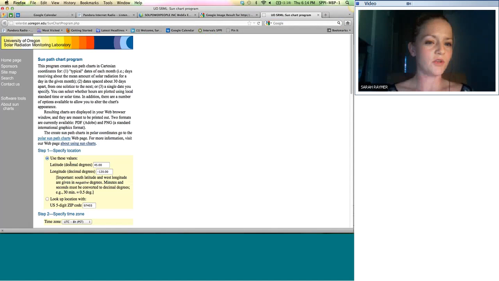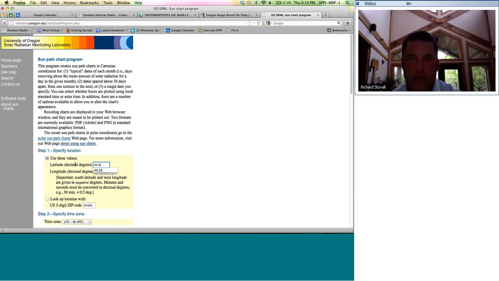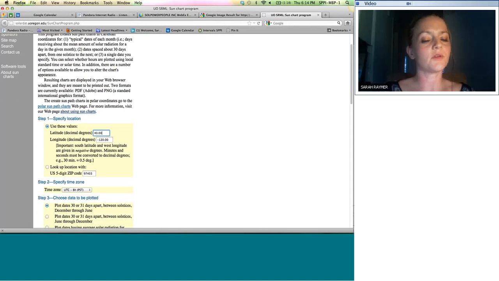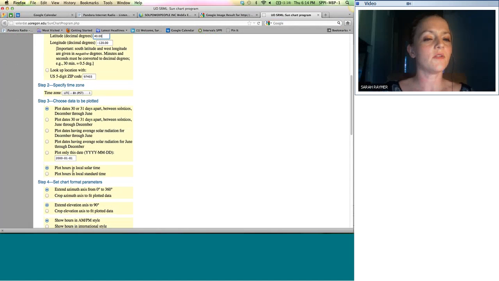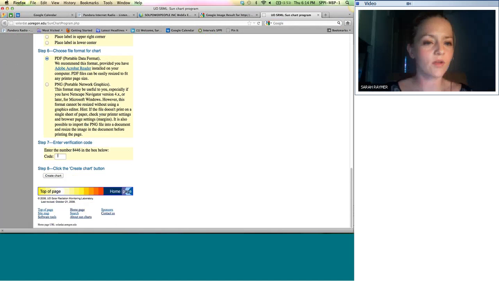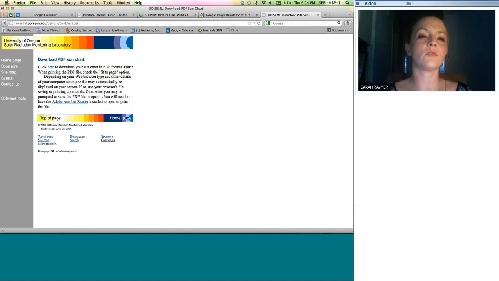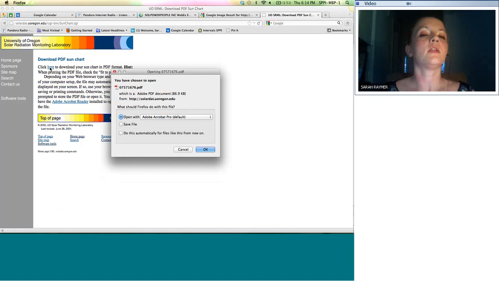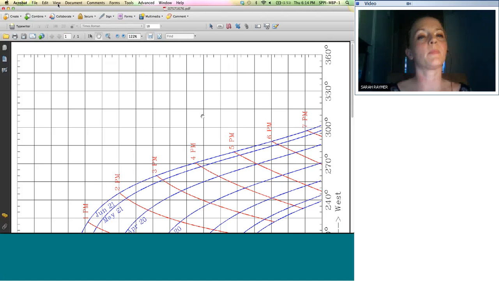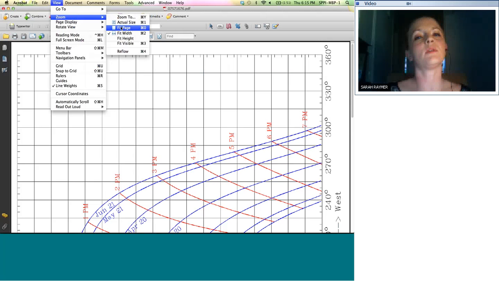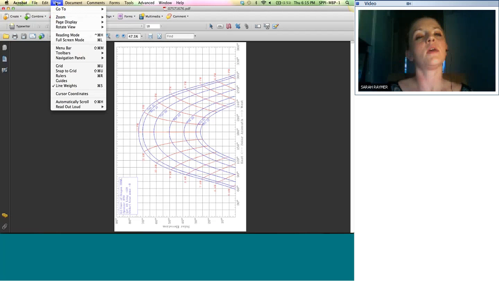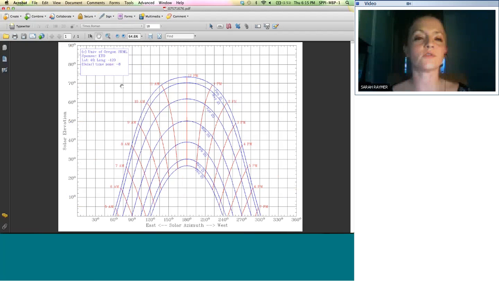All you need to do is put in your latitude. You put in your latitude here, say we're going to do 40 degrees. That's all you need to do. Or you can put in your zip code. You're going to scroll down here, and then you have to enter a code. And then it'll give you a solar sun path chart. Click here. Now it's going to give you a really big one that's hard to read. So what you do is you go to zoom to page, and then rotate it. There you have your solar sun path chart for latitude 40.